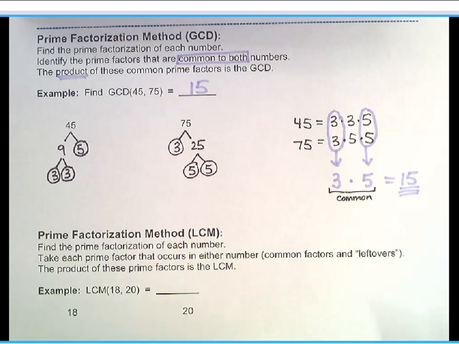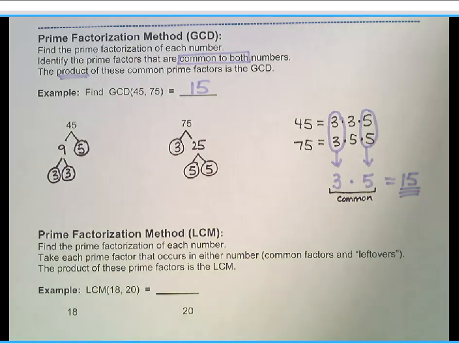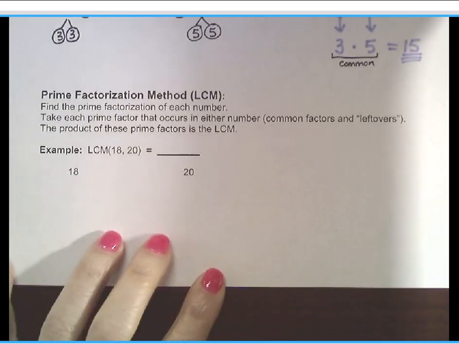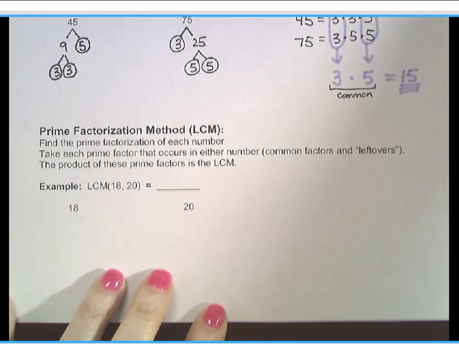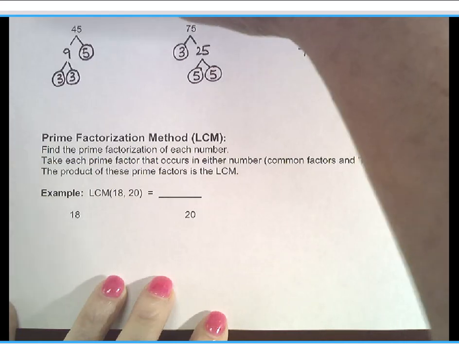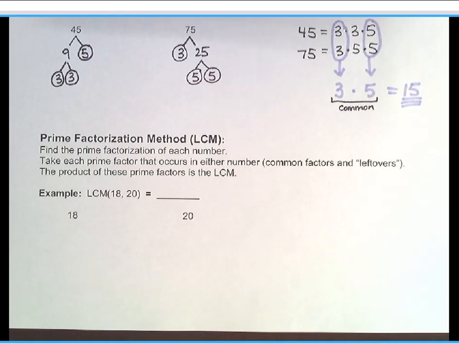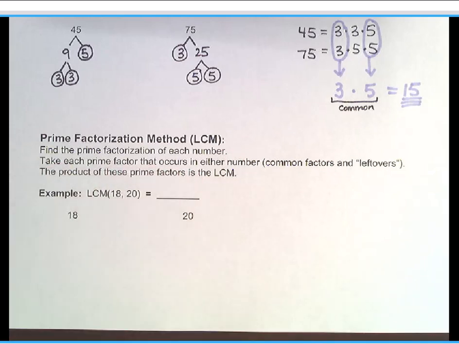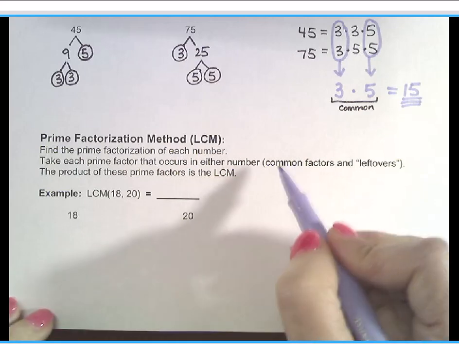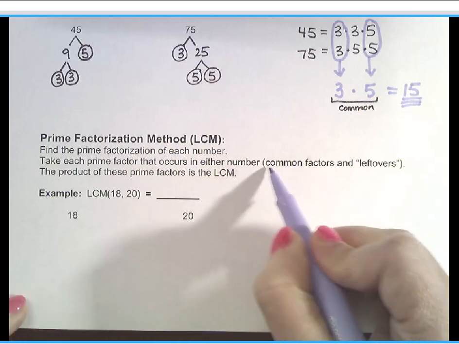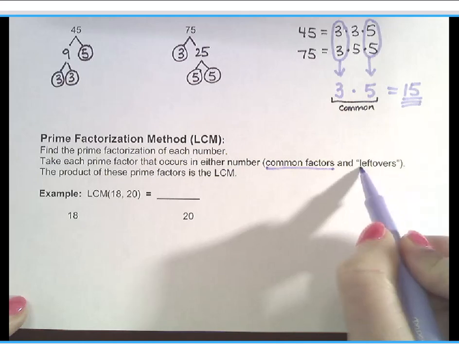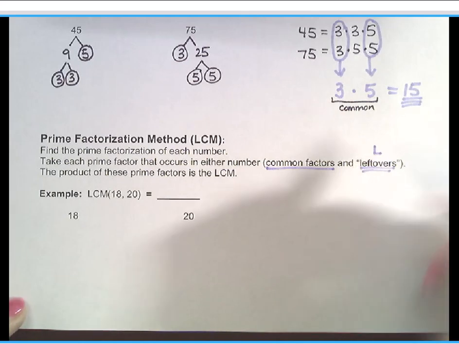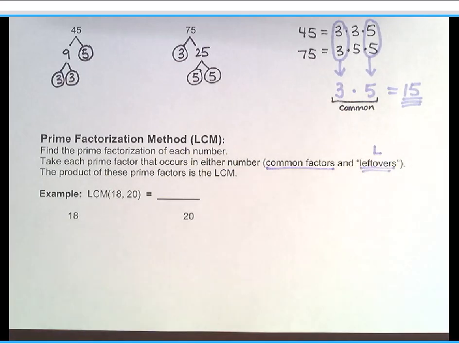Now to do the LCM, we're going to do something very similar. But we're not just going to keep the common factors, we're also going to get to keep the leftover factors. So it says find the prime factorization of each number. Okay, take each prime factor that occurs in either number. It just has to show up in one or the other. So that would include the common factors, but also the leftovers. And if you think that leftovers starts with the letter L, that'll help you remember that it goes with LCM.